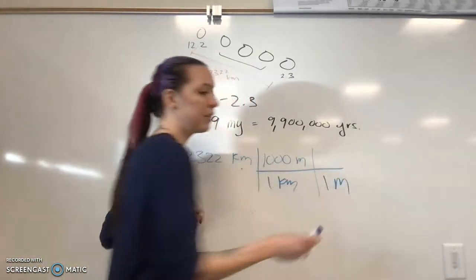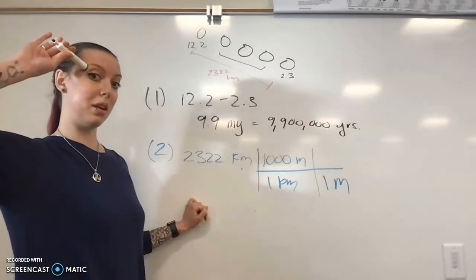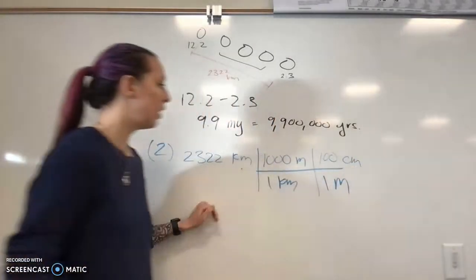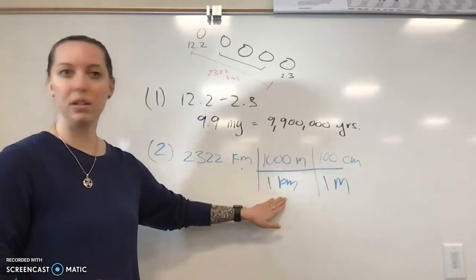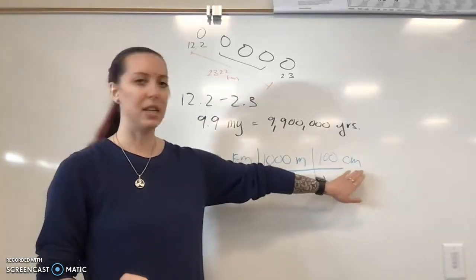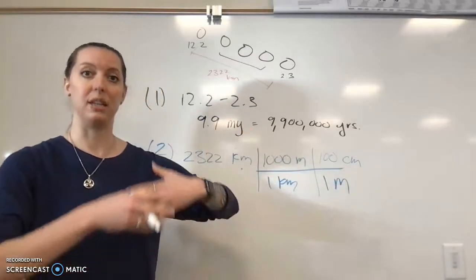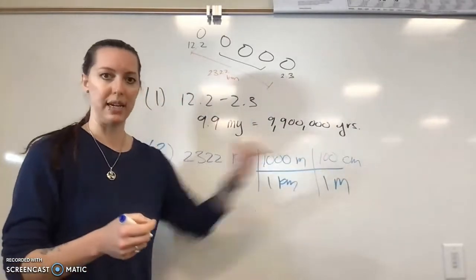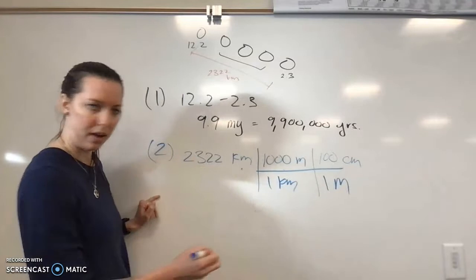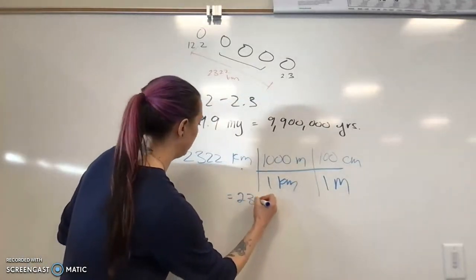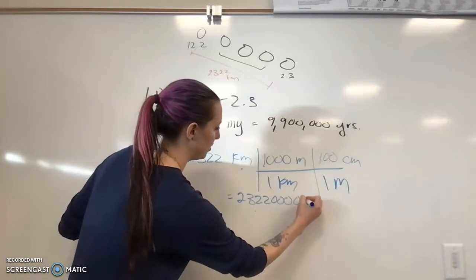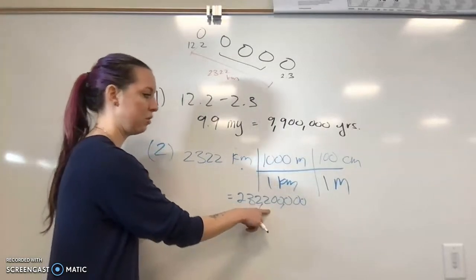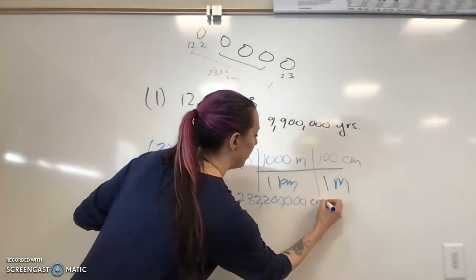So in 1 meter, there's how many centimeters? Think about it. 100 centimeters, right? A great way to remember these things is kilo is 1,000, and centi is 100. So think of a century as 100 years. Okay, so then we multiply across. We'll add 3 zeros, then add 2 more. So we have 232,200,000 centimeters. That's a lot of centimeters, right?